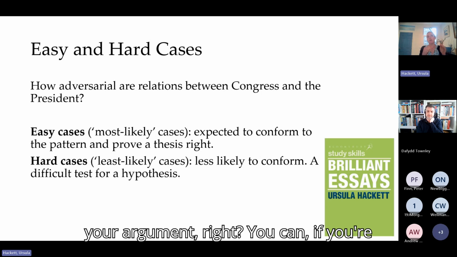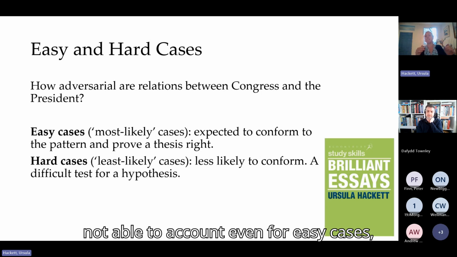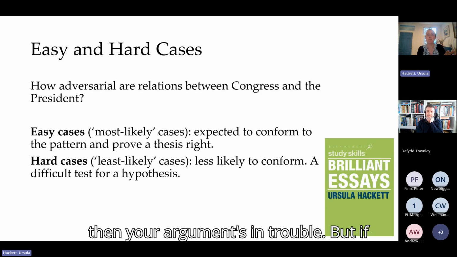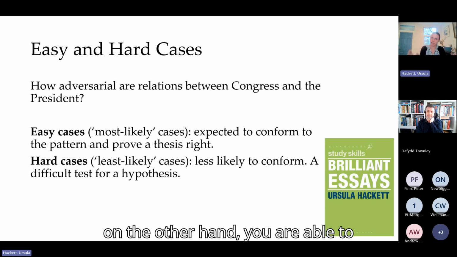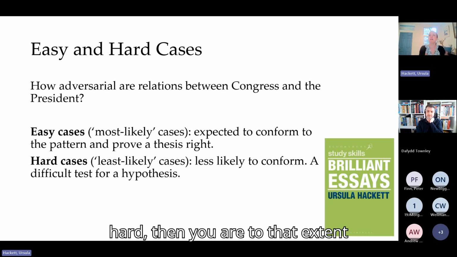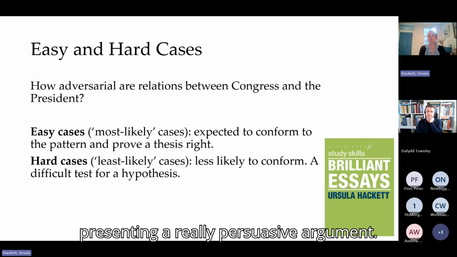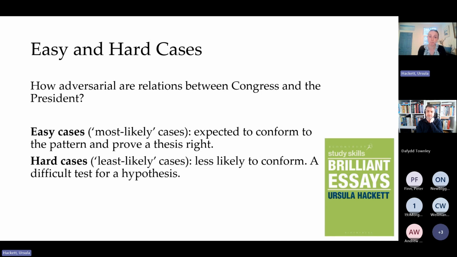And so both of those cases can play a role in your argument, right? If you're not able to account even for easy cases, then your argument's in trouble. But if, on the other hand, you are able to account for cases that we think of as hard, then you are to that extent presenting a really persuasive argument.